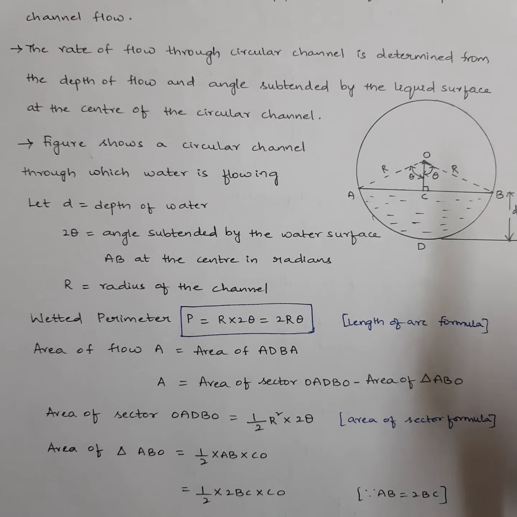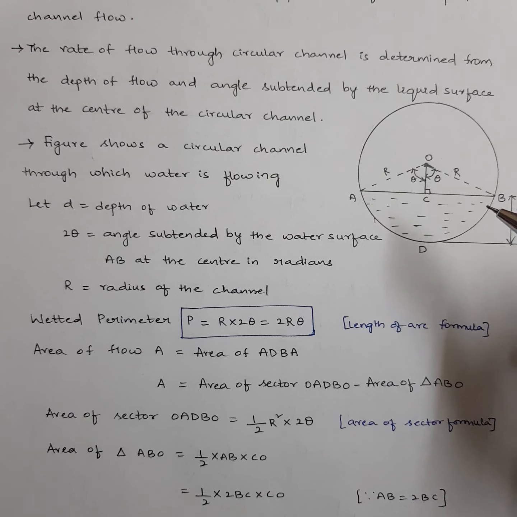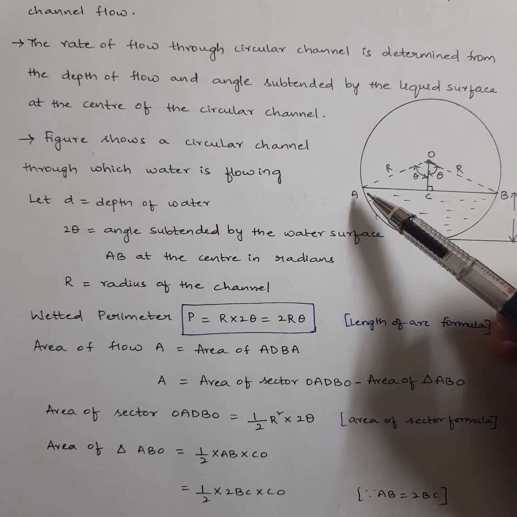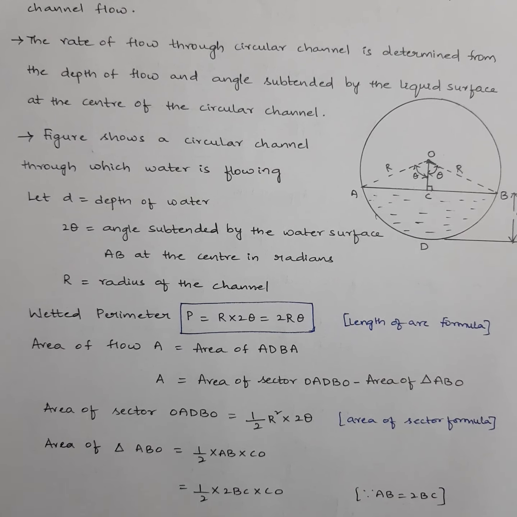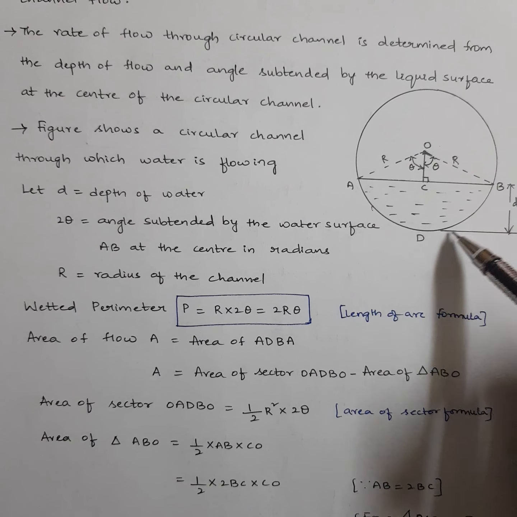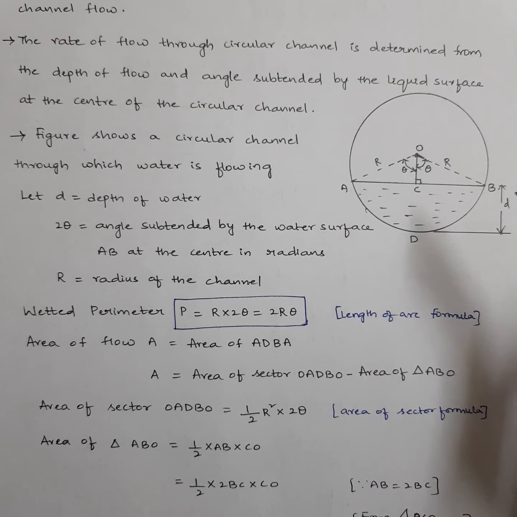Now the wetted perimeter P. First let's calculate the wetted perimeter. What is the wetted perimeter? It is the part of the section that gets wet. Now see which part of the section got wet here: A, D and B. That's all. The rest is open to air. Only this arc ADB got wet.